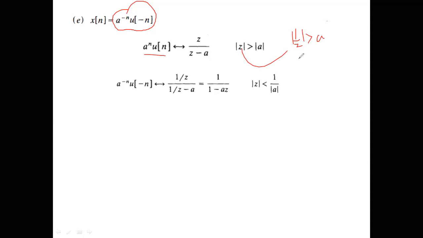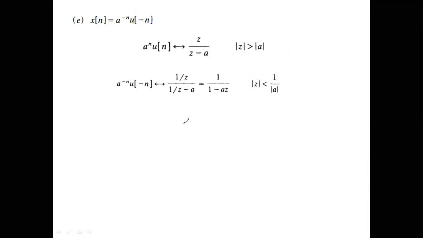That means z turns into 1 by z, right? This term comes here, and this is what the new ROC gets. For this one, the ROC is outside the circle of magnitude a. Here the ROC is inside the circle of magnitude 1 by a. Usually we are in a hurry and simply write inside the circle of radius 1 by a. That's why we should not get confused here.